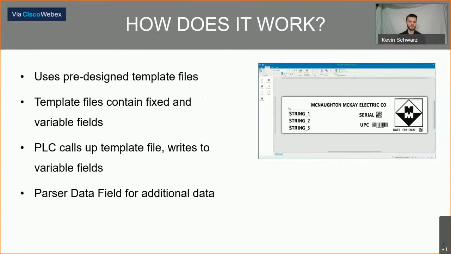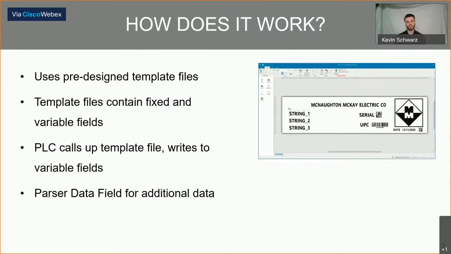The fixed fields would be the fields that stay the same regardless of what the PLC is writing to. In this design that we have here, we've got our company name, we've got our logo, as well as some other fixed things that wouldn't be changing label to label. Variable fields are what your PLC would write to. So let's say you had a model number that the PLC was populating, or your serial number, UPC code, date code, whatever it may be, these would be what the PLC is writing to.